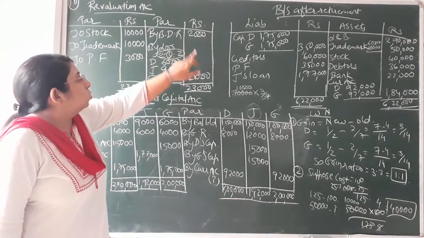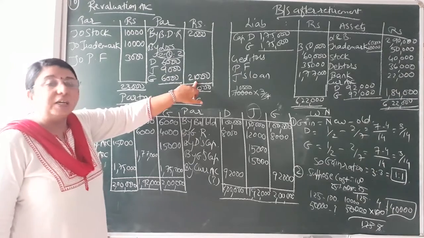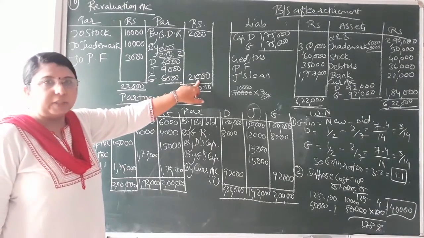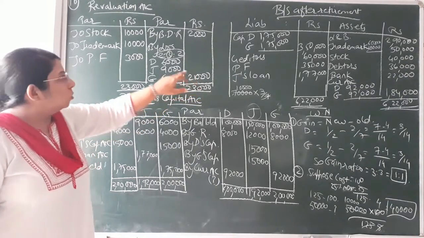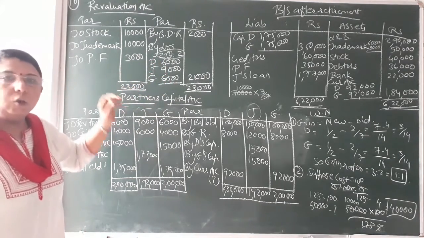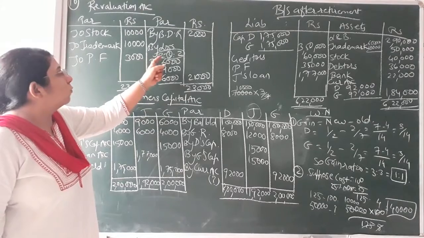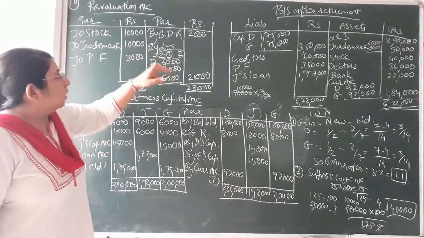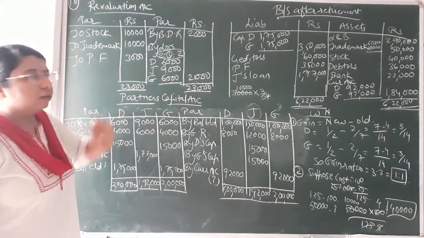23,000 minus 2,000, remaining would be 21,000. Now the difference comes on the credit side, so it is a loss for the firm. That loss will be distributed amongst all the three partners, including the retiring partner, in the ratio of 2:3:2. So that would come to 6,000, 9,000 and 6,000.